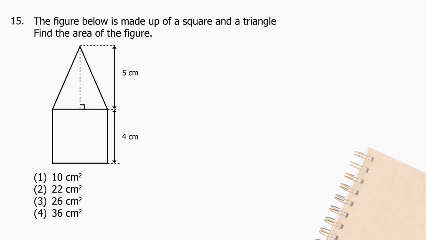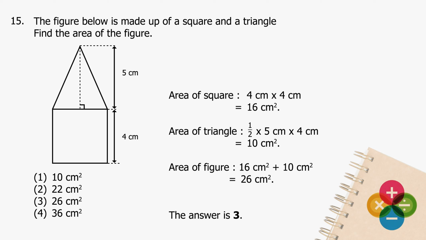Question 15. The figure below is made up of a square and a triangle. Find the area of the figure. The area of square will be, multiply 4 cm by 4 cm, and the product is 16 square centimeters. The area of triangle will be, multiply 1/2 by 5 cm, and then by 4 cm, and the product is 10 square centimeters. The area of figure will be, add 16 square centimeters to 10 square centimeters, and the sum is 26 square centimeters. The answer is 3.